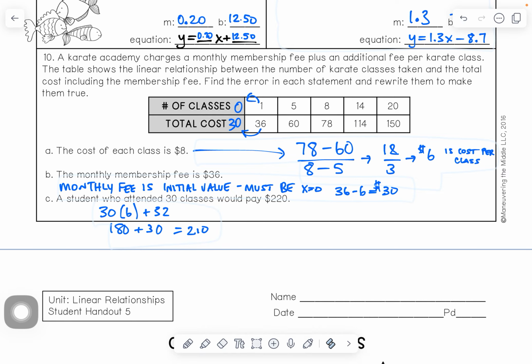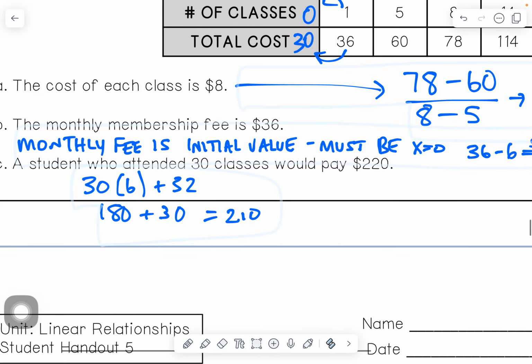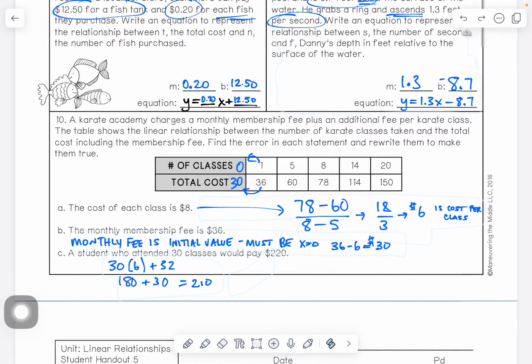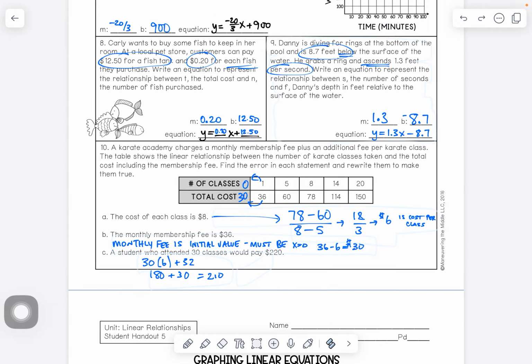Last, a student who attends 30 classes would pay $220. So if I plug everything in that I know, 30 classes times $6 a class is $180. If I add the $30 to that, I get $210. They said $220, so that's false again. All right, so hopefully you got all those, and we'll see you in class.